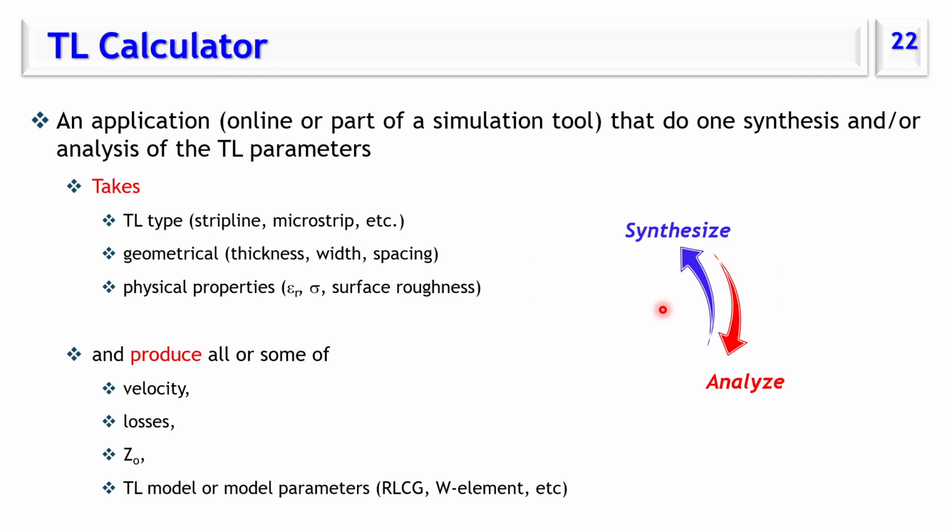So for transmission lines, most of the time we can either analyze or synthesize. For analysis, we take the dimensions and the physical properties of the material, and we calculate the velocities, the losses, impedance, and so on. Synthesis is where I give you certain requirements: I need this characteristic impedance, this amount of losses, this velocity. Then you arrange them in a way to synthesize a waveguide.